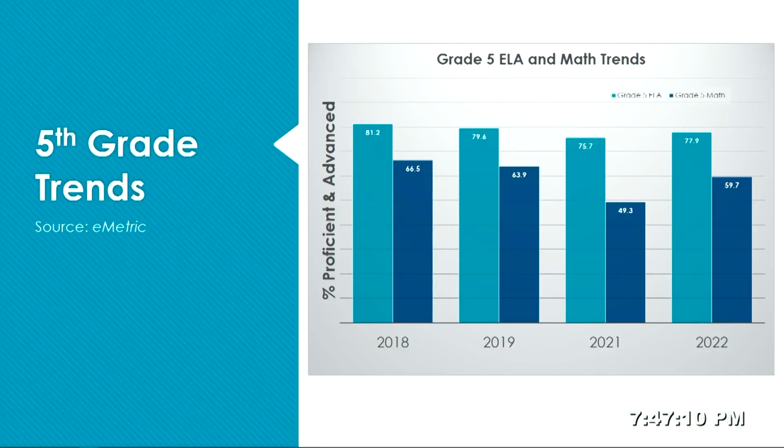Moving on, the next section is fifth grade. This information is the fifth grade trend data for 2018, 2019, 2021, and 2022. I'll take note that on the left is the ELA and on the right is the math with the darker blue. It's pretty consistent over the last couple of years with ELA. One of the things I did notice looking at this data is a little bit of an upswing from 21 to 22 with the math scores.